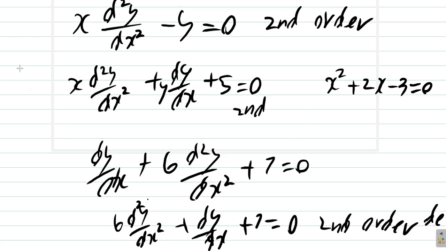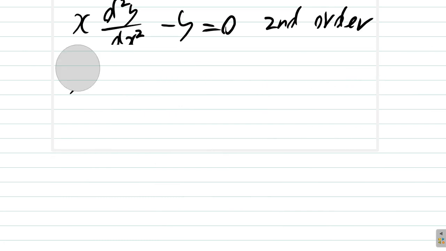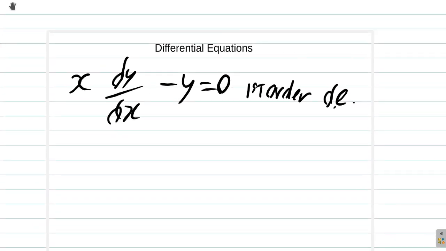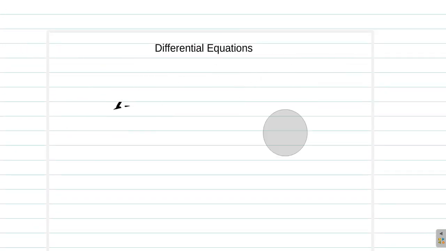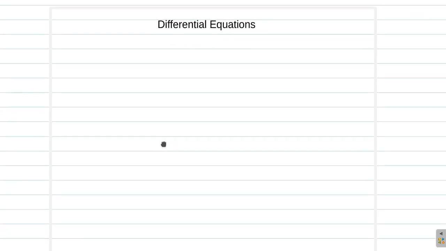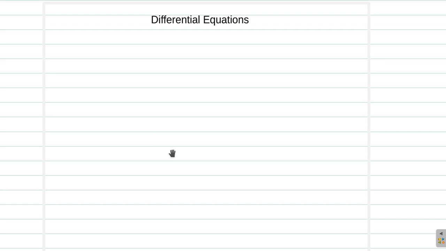Alright, this is where we left off in the last video. Let's just erase these things. We looked at the order of the differential equation, and we saw that where it has a dy by dx, it's a first order. But if it has a d square y by dx square, even if it had a dy by dx also, it would be a second order differential equation.